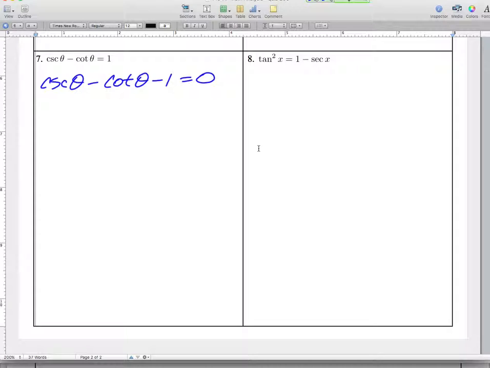So I moved it over. I cannot factor anything out. There is nothing squared, so that tells me I need to separate and square. I'm going to recommend that we move both the cotangent and the 1 to the other side.